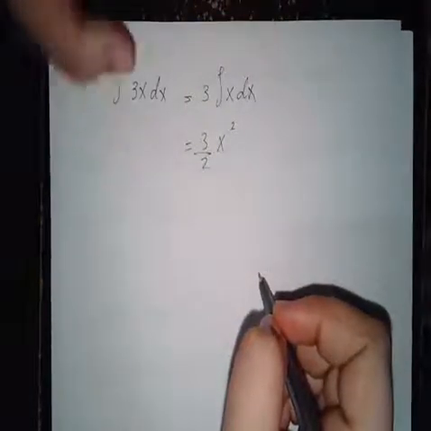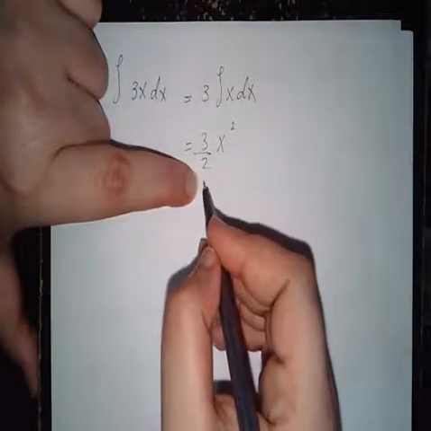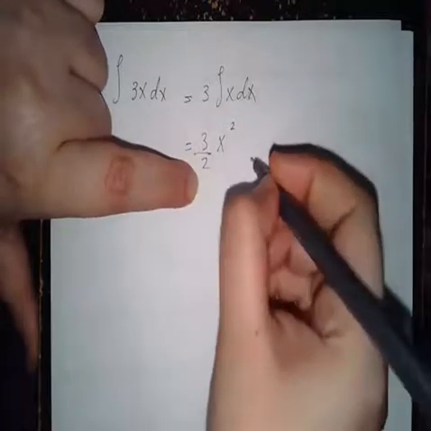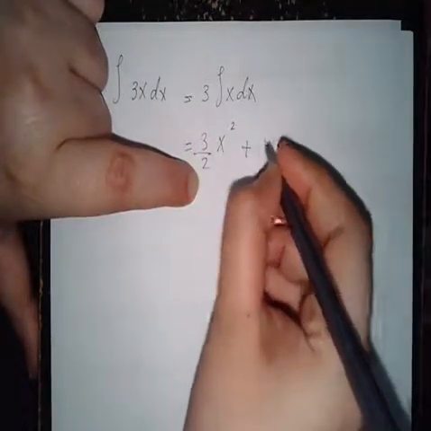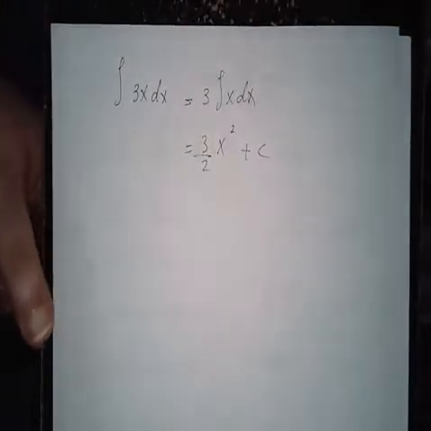Makes sense? So that's what I did here. This power became 2, and then I divided by the same number. So you end up with 3 over 2 times x squared. And don't forget the plus c. Yeah?